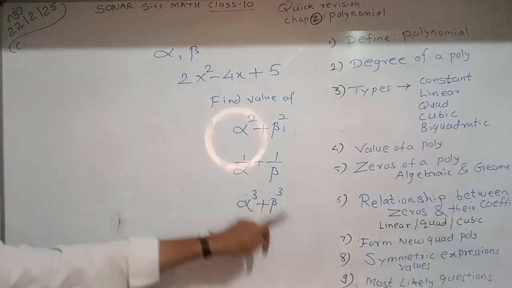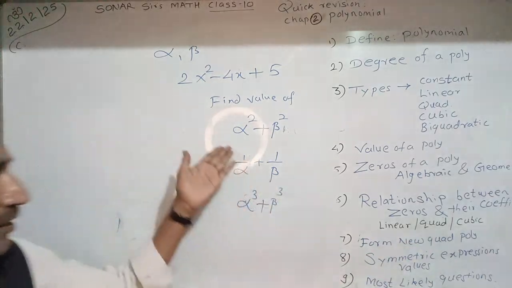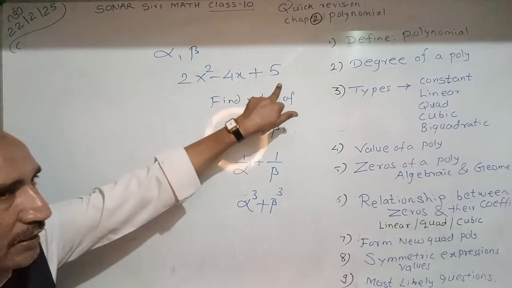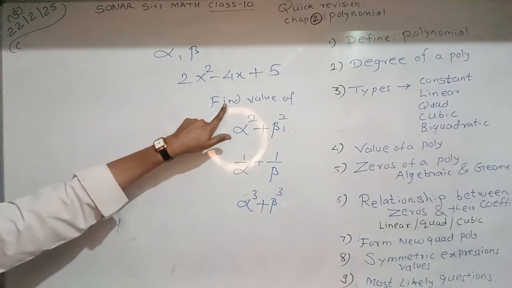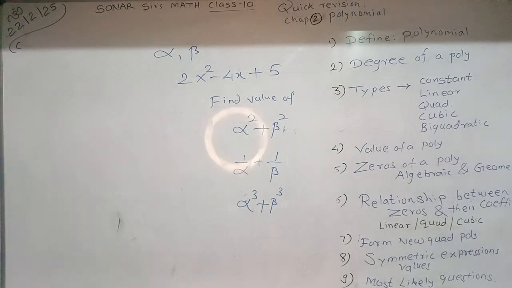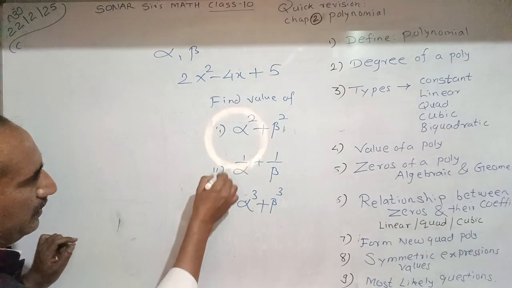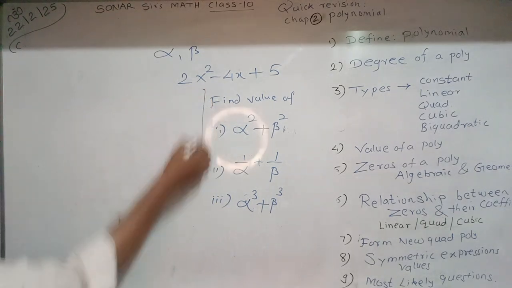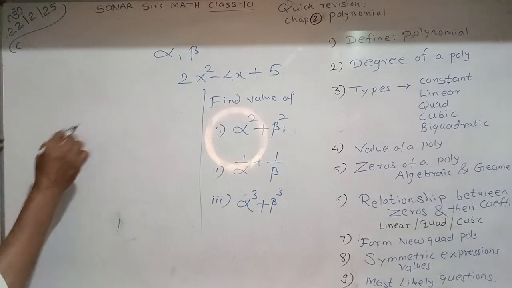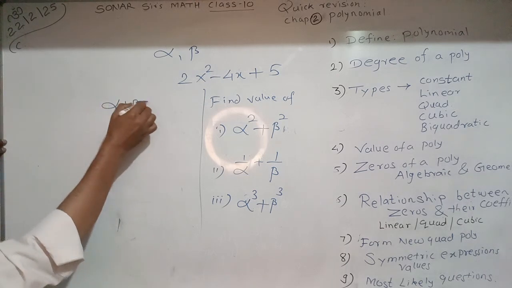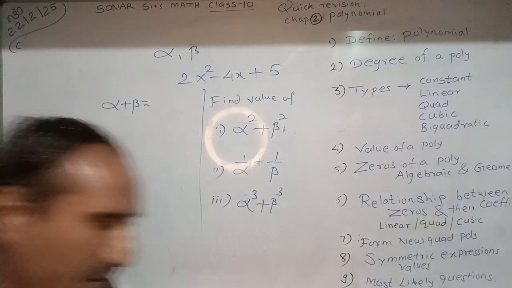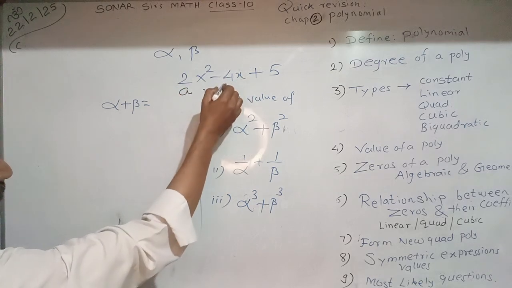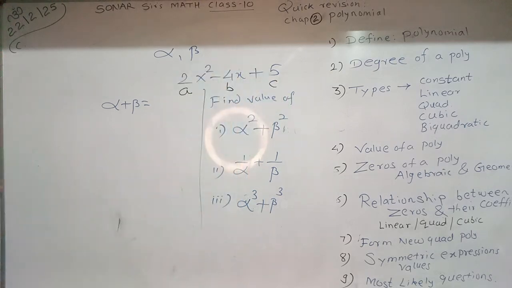Now, just now we discussed symmetric expression values. These are called symmetric expression values. So alpha and beta are zeros of this quadratic polynomial and then we have to find the values of these. This is the first one, second and third. For this type of question, we'll find the relation between the zeros. We already discussed that the coefficient of x square is a, coefficient of x is b, and the last term is c.